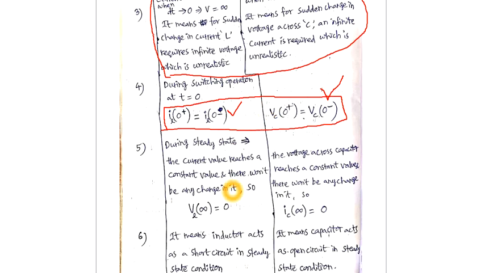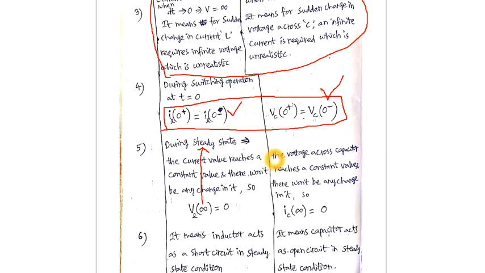So that is clearly written here. During the steady state the current reaches a constant value and there won't be any change in it. So VL(infinity) is equal to 0. Here infinity is considered as the steady state time. Ideally it is considered as infinity, but practically it may be any time after the transient response has died, whatever the steady state response is. Ideally it is considered as infinity here.